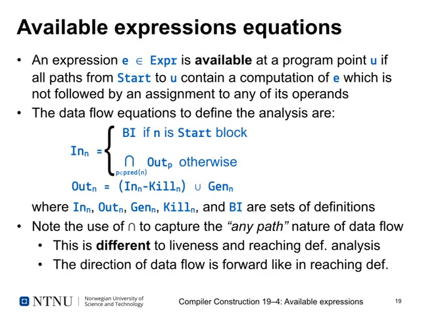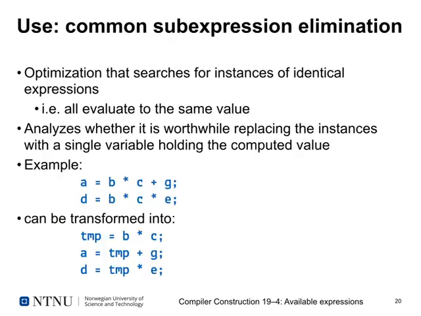So we can use this to define our set of equations, and the important thing is that we use this cut operator to capture the nature of data flow, that we need to know that all paths are actually considered. This is different to liveness and reaching definitions analysis we've seen before. The direction of data flow is forward like in the reaching definitions, whereas in liveness analysis it was backward.